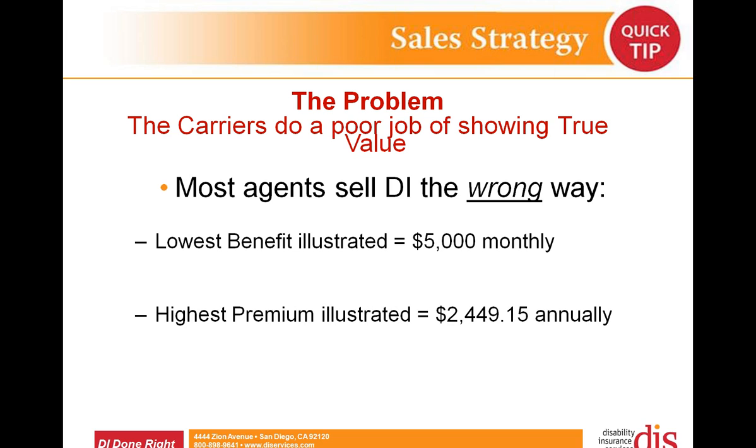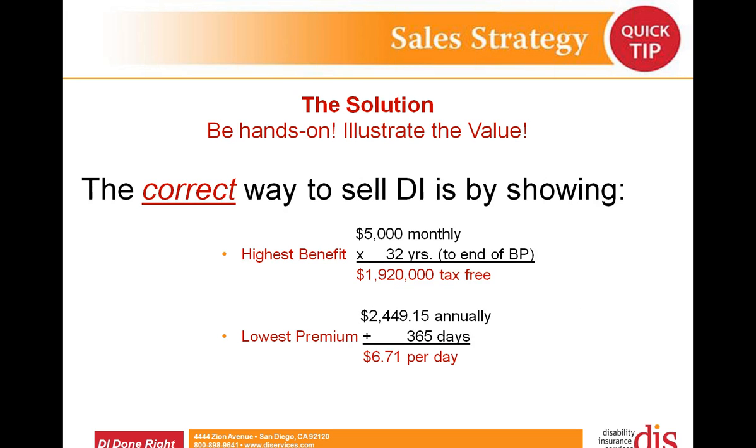You're going to get a major price objection, and at that point, you as the insurance professional are going to be backpedaling, trying to salvage the case, which many times is going to be a no. Well, let me show you the solution to this problem, and it's a very simple solution. Be hands-on. Really try to illustrate the true value of the contract. So let me show you what I would do, what I believe is the correct way to sell disability insurance.